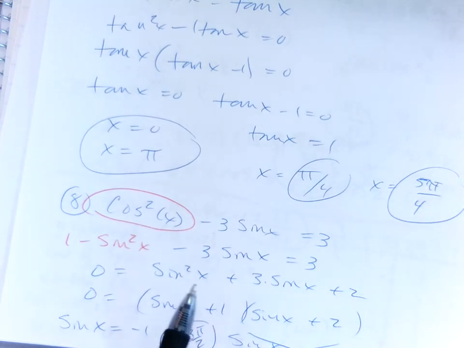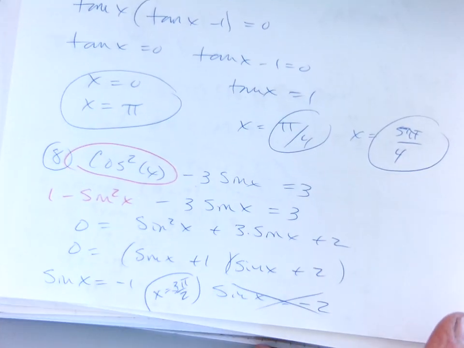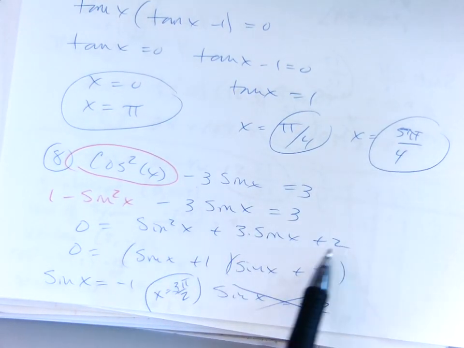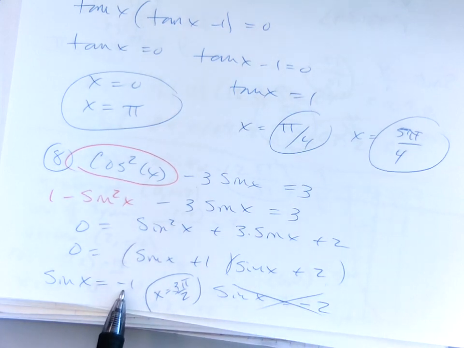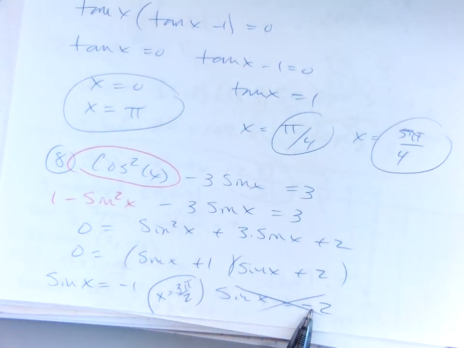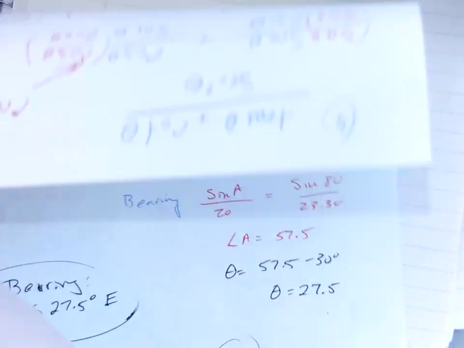Okay, 8, I had to change them both to sine, so I had an identity. Cosine squared is 1 minus sine squared. Brought everything over, so I could factor it. Sine of x plus 1, sine of x minus 2. For my mini equations, I get sine equals negative 1, sine equals 2. Can't be 2, throw that out. So just one answer at 3 pi halves. Get through this.